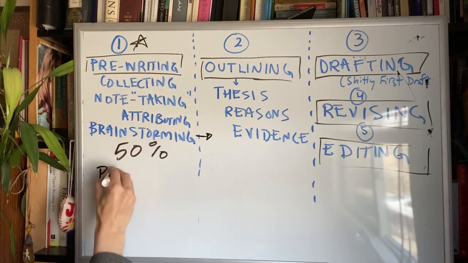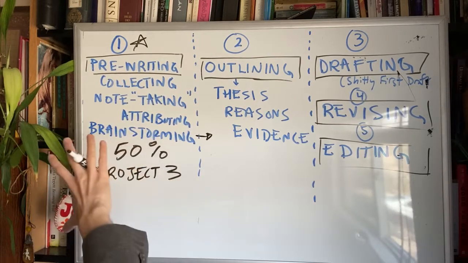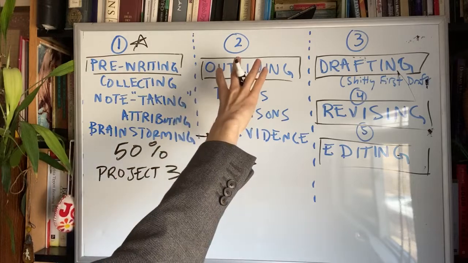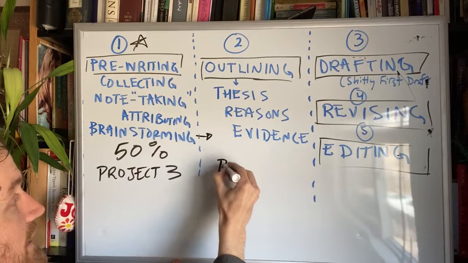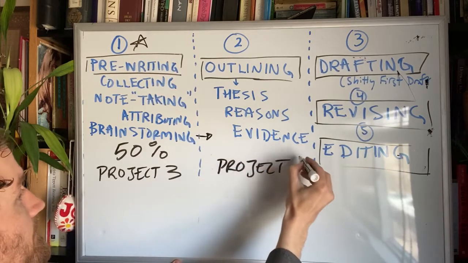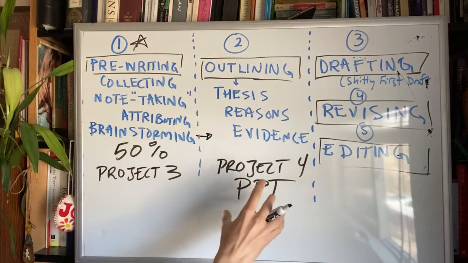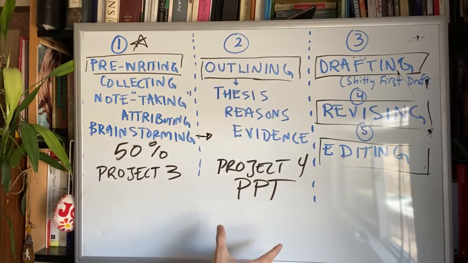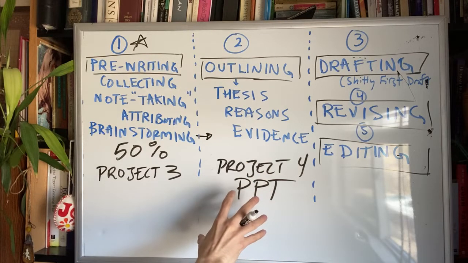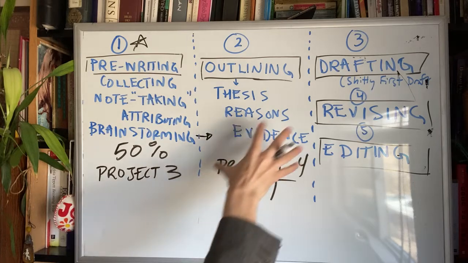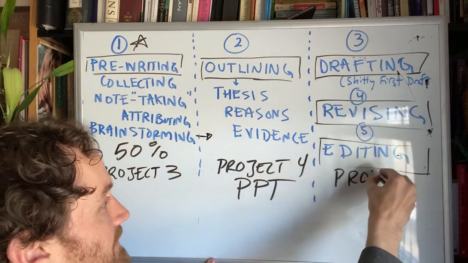And this is your project 3. So this is what we're doing for the next 2 weeks. And this is directly related to how you're going to outline your essay, which is going to be project 4. This is your PowerPoint. You're going to give the rest of the class and me your best outline in a visual way, in a 3-minute visual presentation that's going to basically lay the groundwork for you to draft and revise and then edit your essay.